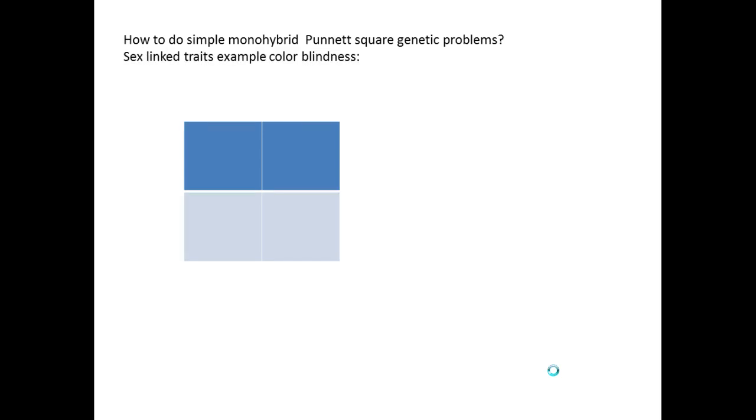All right, sex-linked traits. Sex-linked trait means that to be a female, as you can remember, you're XX, and to be a male, you're XY. So what happens if a trait is on the X chromosome? For example, in color blindness, let's represent big B as normal and small b as colorblind.